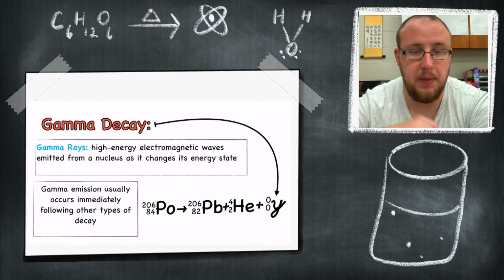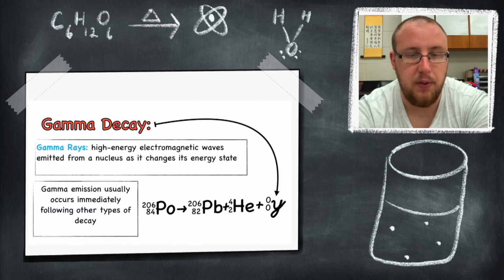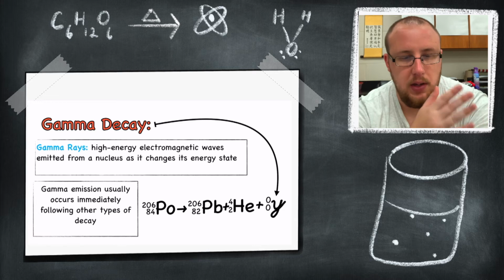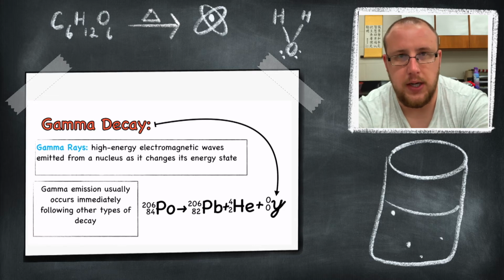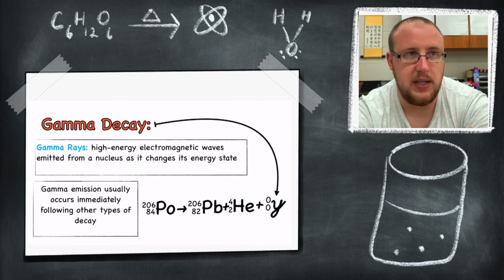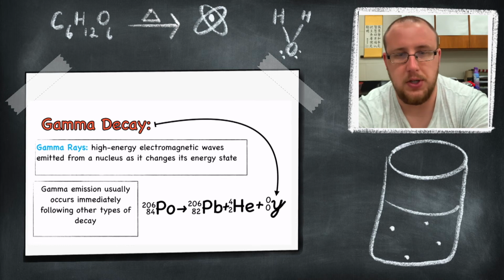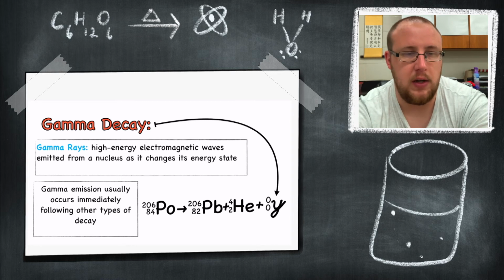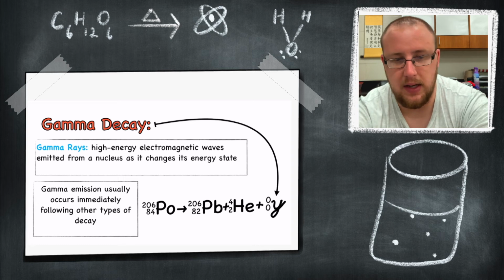Now we go to gamma decay, okay? Gamma decay releases gamma rays, and these are high energy electromagnetic waves that are emitted from the nucleus as it changes its energy state. Okay, just like we talked about with valence electrons, they have different energy states or levels in which they can have. There's a theory out there that the nucleus has different energy levels within itself as well. We won't go that far in this class. As close as we get to that is gamma decay.